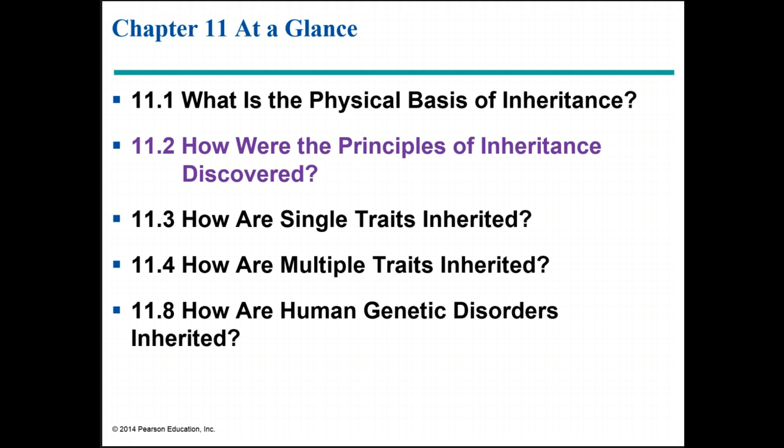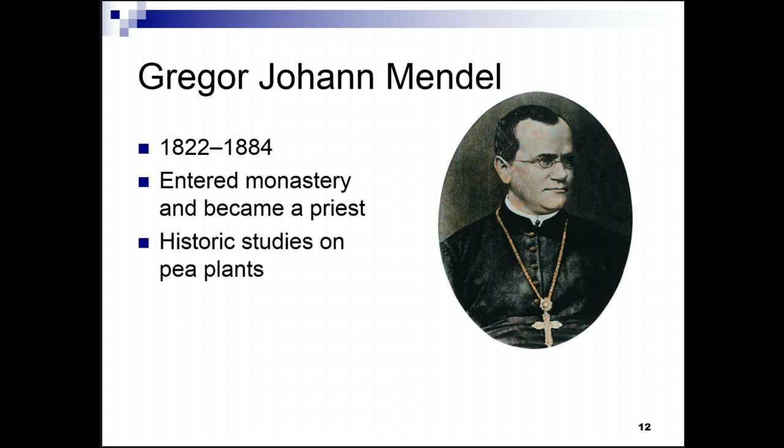Now we're going to talk about how the principles of inheritance were discovered. Gregor Johann Mendel, an Austrian monk, discovered the common patterns of inheritance and many essential facts about genes, alleles, and the distribution of alleles in gametes and zygotes during sexual reproduction. He chose the edible pea plant for his experiments, which took place in the monastery garden.